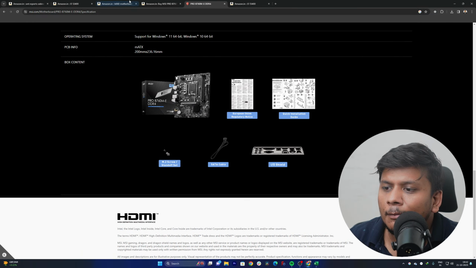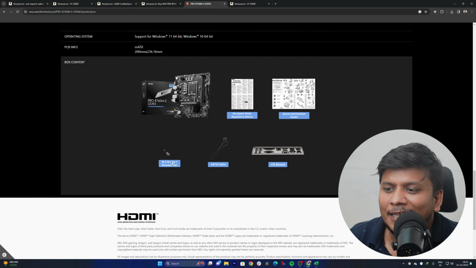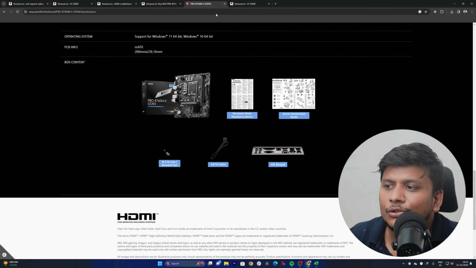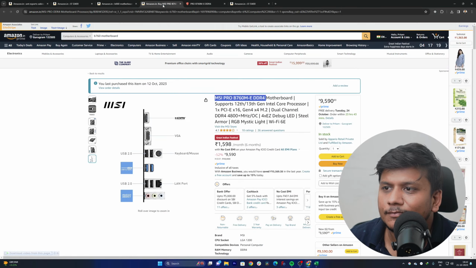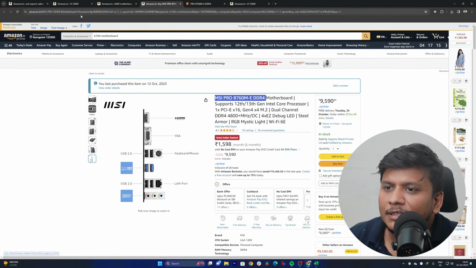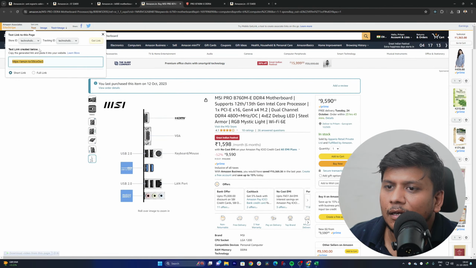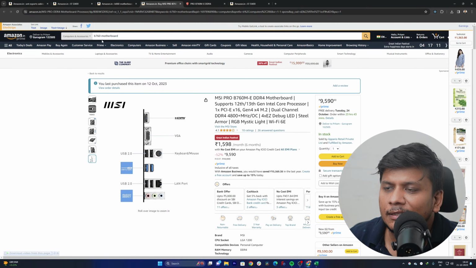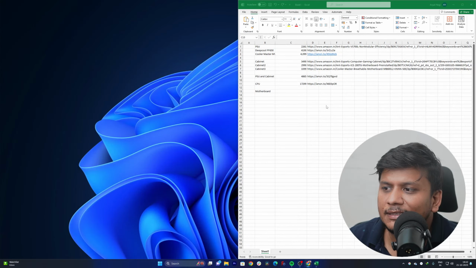Now, I hate this kind of standard M.2 screw that it comes with. Okay, so this board we can go with, since it is not that expensive and meets all our requirements, and it costs only 9,590.